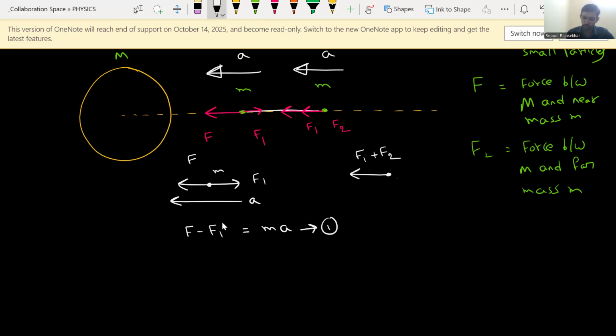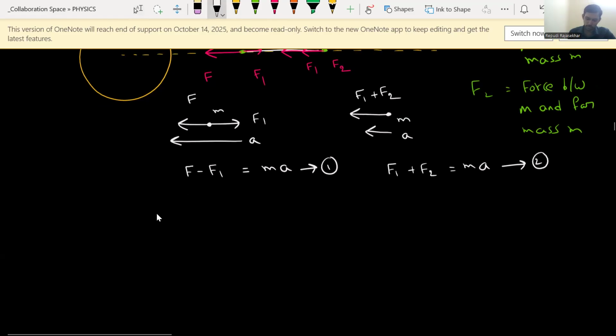What is the acceleration of this mass? Its acceleration is also A. So how to write the second equation? That is F1 plus F2 equals ma. Why addition here? Because both the forces are acting in the same direction. In the first case, both the forces are acting in opposite directions, so we need to subtract.